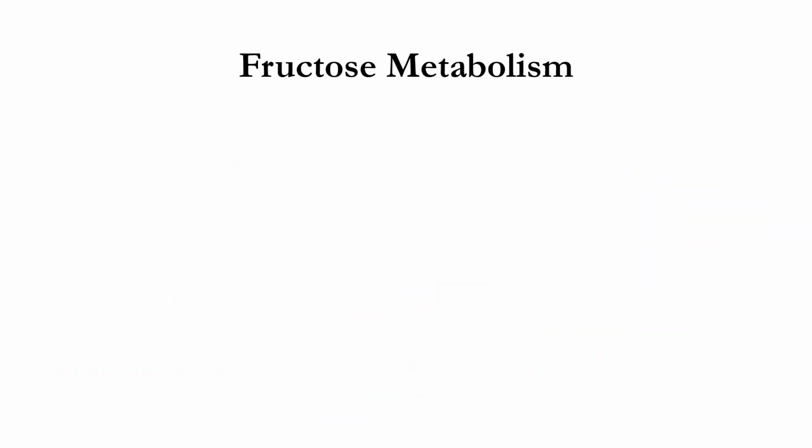Next is fructose metabolism. It is perhaps simpler than galactose metabolism. Fructose is first of all converted into fructose 1-phosphate, as we discussed for galactose. Galactose is converted into galactose 1-phosphate in exactly the same manner. Fructose is converted into fructose 1-phosphate by the enzyme fructokinase, which utilizes ATP, and ADP is released.